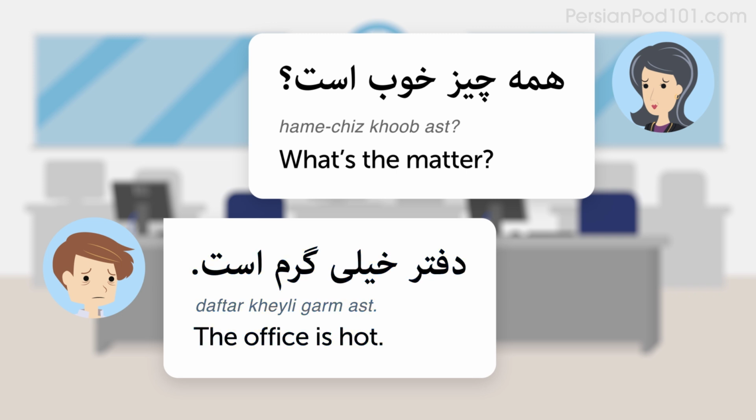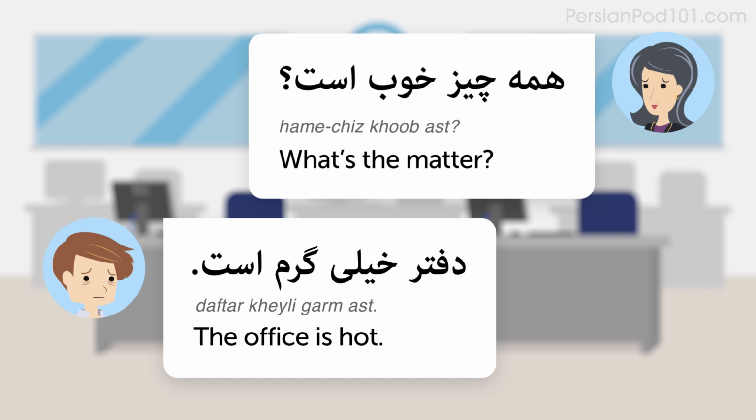First of all, you'll need to learn how to say, what's the matter? That's, همه چیز خوب است؟ Listen to it again. همه چیز خوب است؟ This Persian sentence literally translates into, is everything okay? But it means, what's the matter in English?